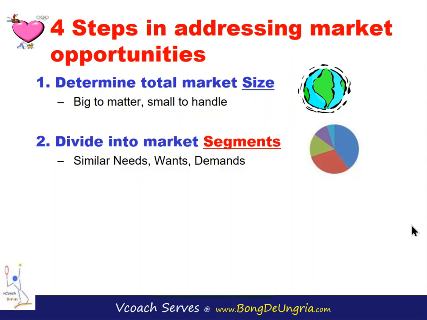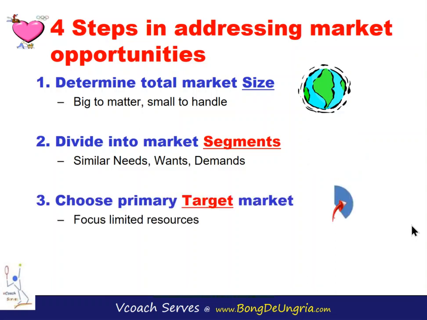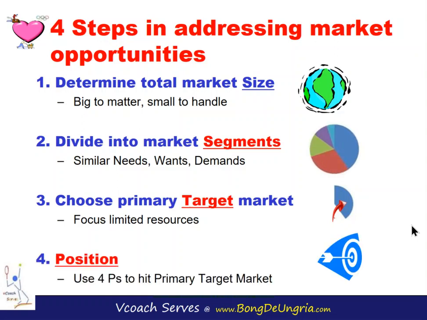Why do we need to focus resources? It's because the company has limited resources. So, of the many segments which a company can address, it should choose its primary target market to focus those limited resources on addressing this target market. And the fourth step is to use positioning, your four P's of the marketing mix, to hit your primary target market.